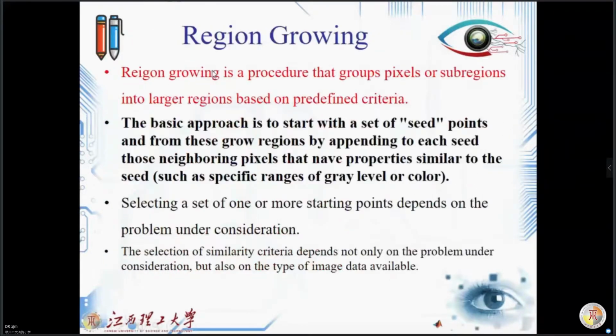Then there is region growing, which is the procedure that groups pixels or subregions into larger regions based on predefined criteria. The basic approach is to start with a set of seed points and from these grow regions by appending to each seed the neighboring pixels that have properties similar to the seed, such as a specified range of gray level or color. Selecting one or more starting points depends on the problem under consideration. The selection of similarity criteria depends not only on the problem under consideration, but also on the type of image which is available.